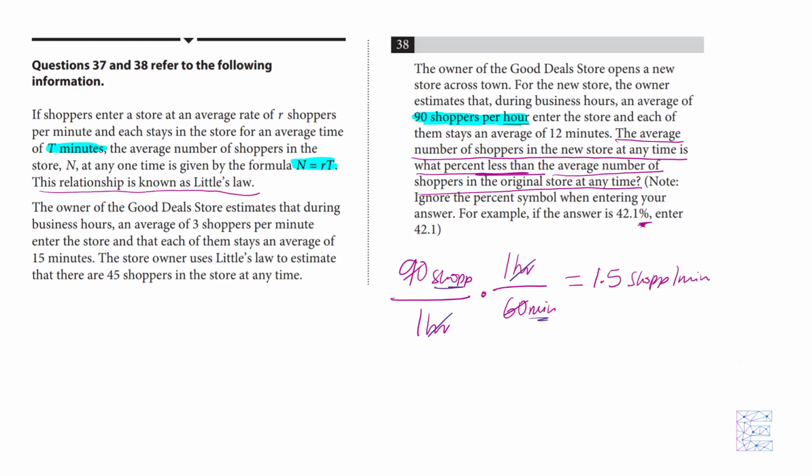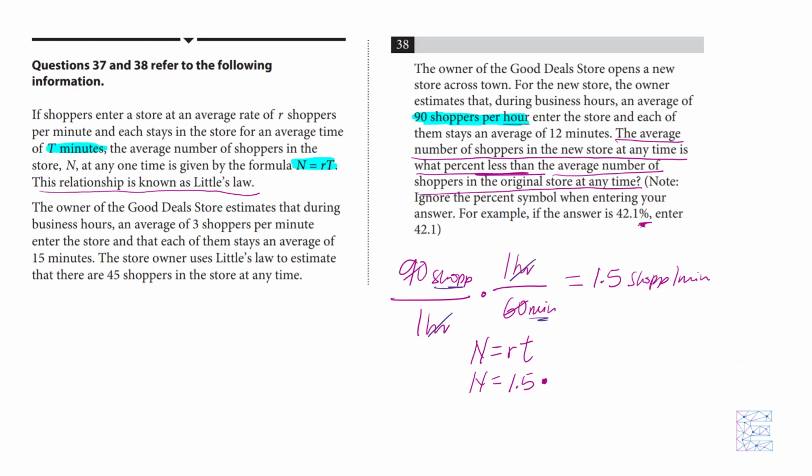Of course, it doesn't make sense, but we'll just keep working. You can't have a fraction of a human, but that's perfectly fine. We'll just keep working through it. Now, we know that we need to calculate how many shoppers are in the store at any given moment. And the formula was given as N equals R times T. So N equals R, which we just found to be 1.5, times T.